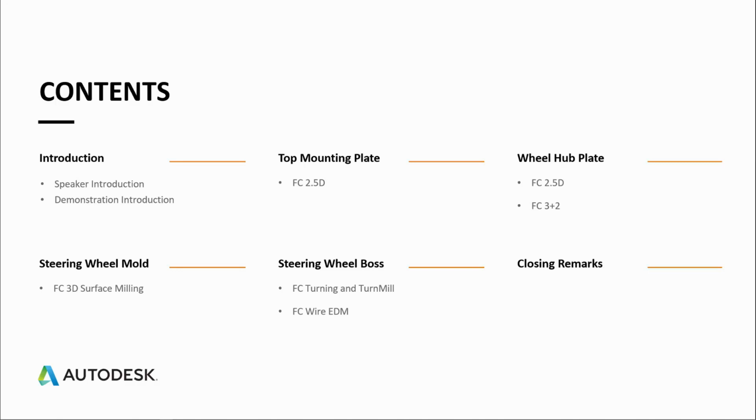And we'll start with some FeatureCAM 2.5D, continue that along, transitioning into 5-axis positional using some of that same information that we've covered. We'll take a look at some 3D surface milling within FeatureCAM, and then finally some traditional lathe turning and live tooling, turn mill type operations, and finally some Wire-EDM.